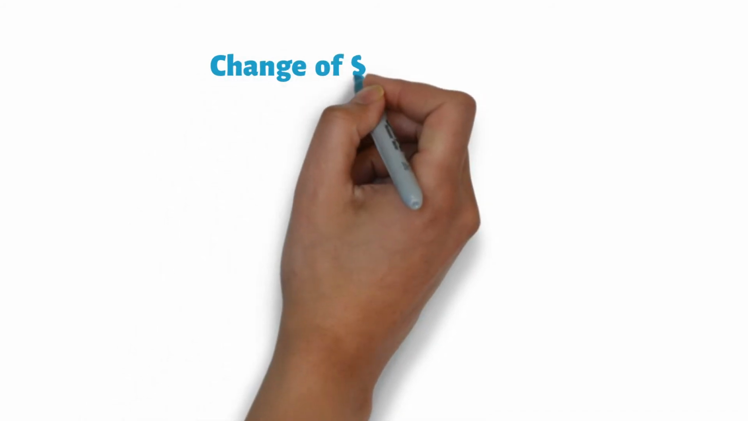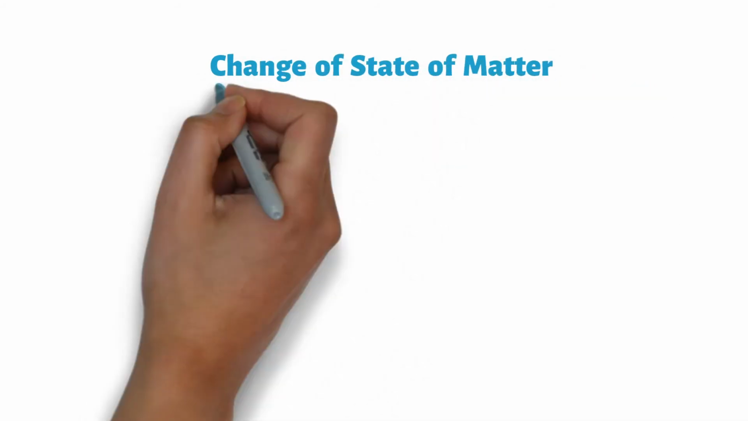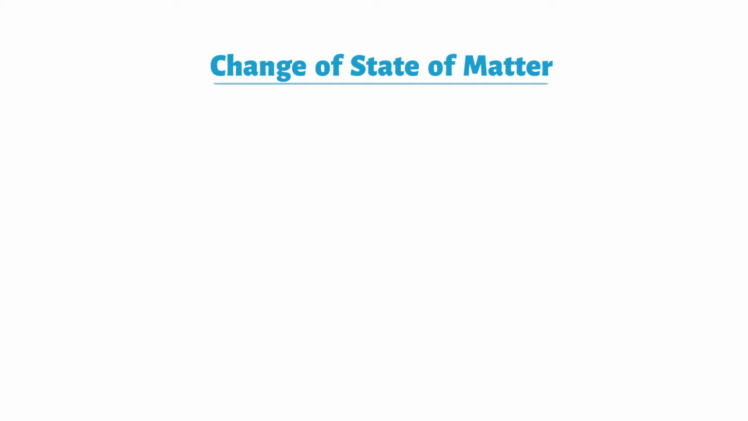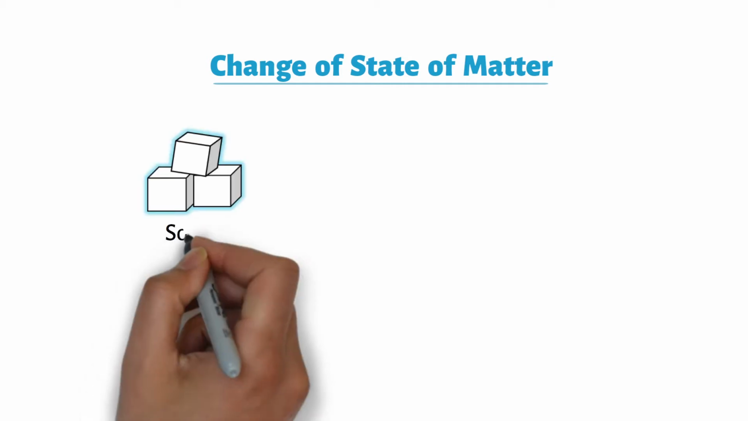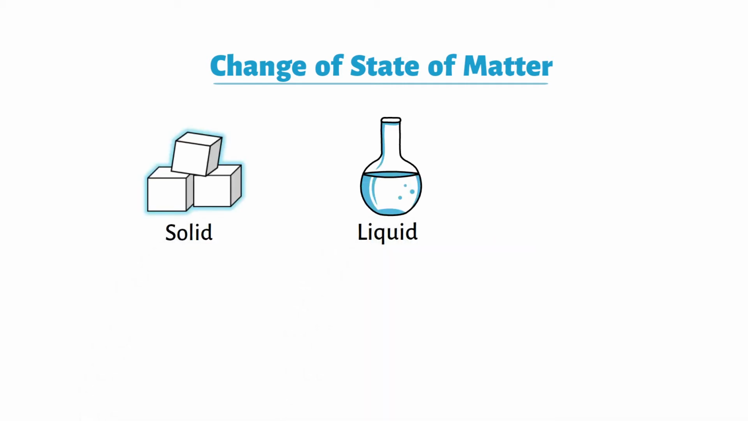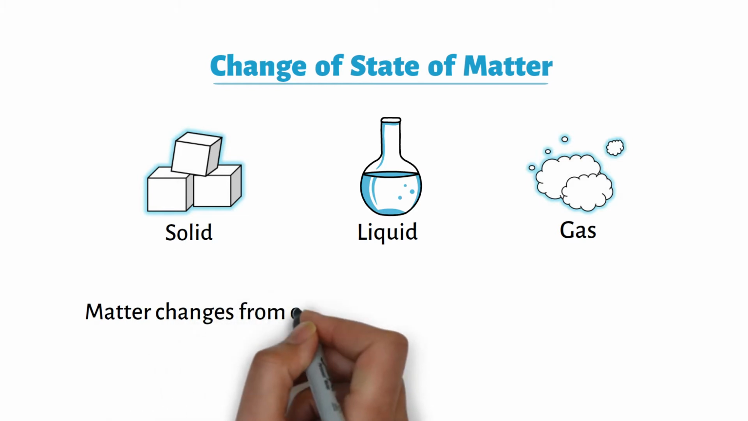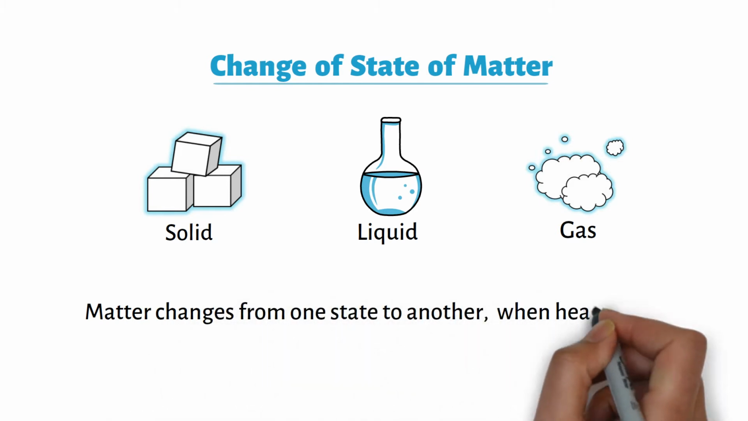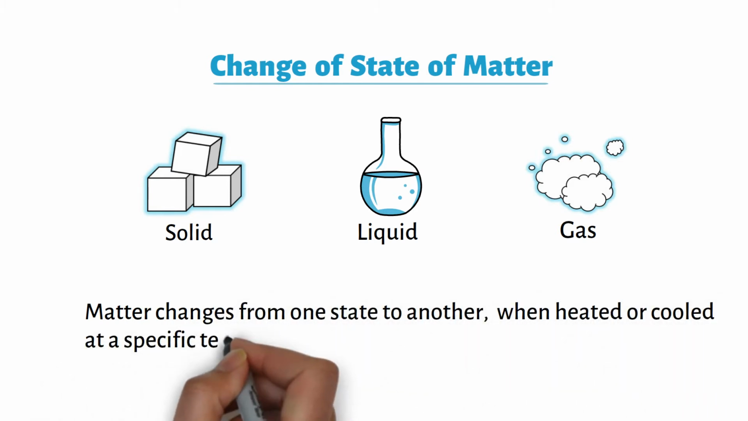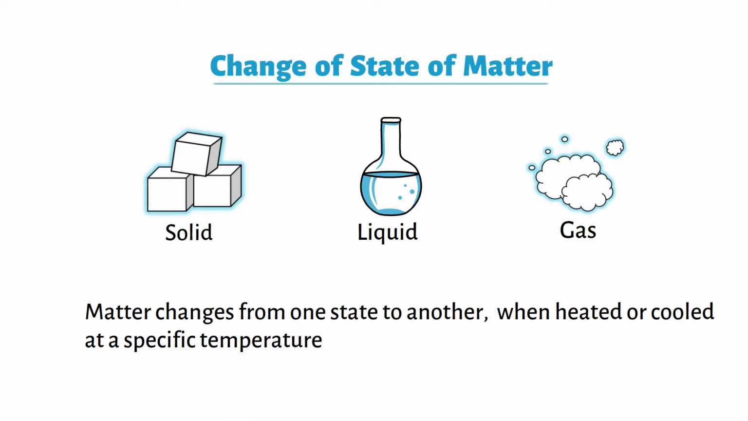In this video, we'll be discussing the change of state of matter. Matter exists mainly in three states: solid, liquid, and gas. What is change of state of matter? Matter changes from one state to another when heated or cooled at a specific temperature. This is called the change of state of matter.